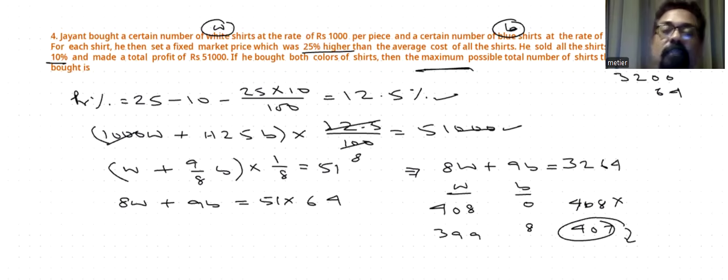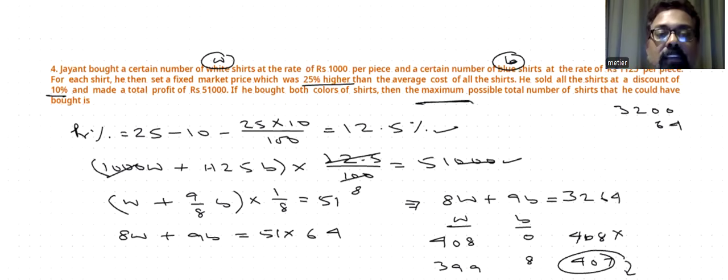A very simple question. It may take 2-3 minutes, but it is a very beautiful concept. First, it is successive percentage change, then profit and loss, then linear equation solving with a touch of number system. Excellent question. Next.